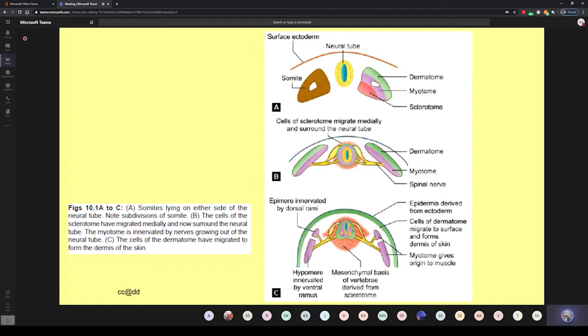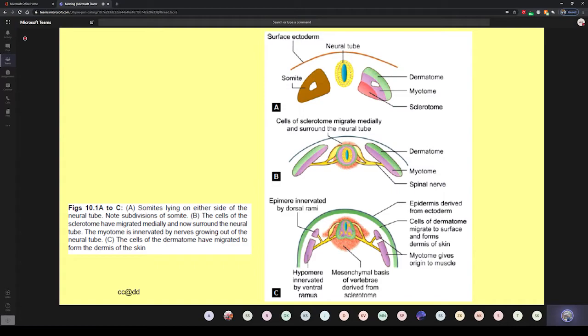Quite simple. It's so easy to understand that anything with the word sclero will be hard, so bone is going to be developed from there, right? In this region around the neural tube, you can see that the vertebral bodies, the vertebra, are going to be derived from the so-called sclerotome. And from the myotome, muscles are going to be derived. Dermatome, what is going to be derived? The dermis of the skin.